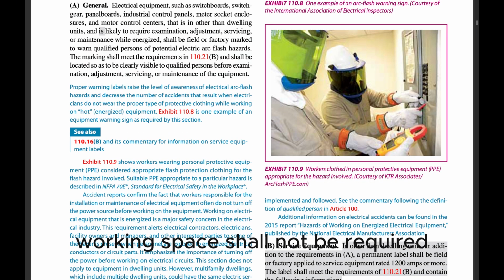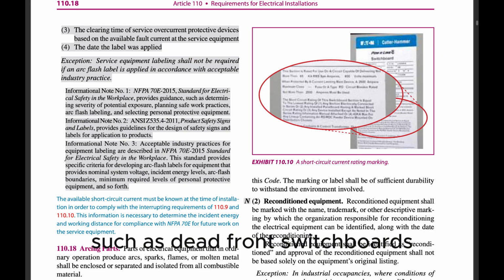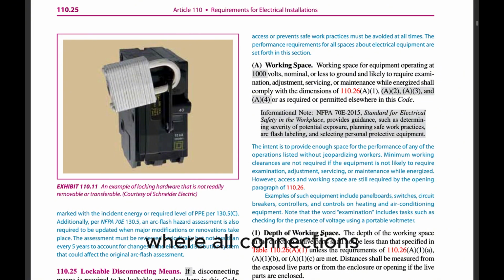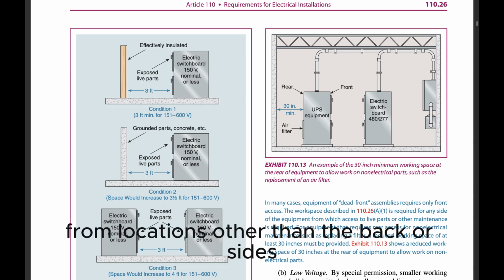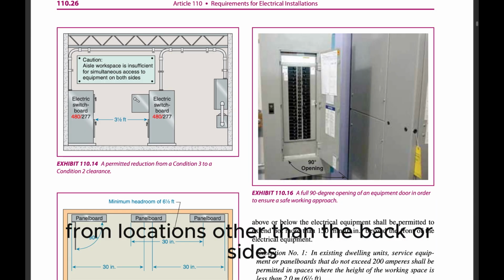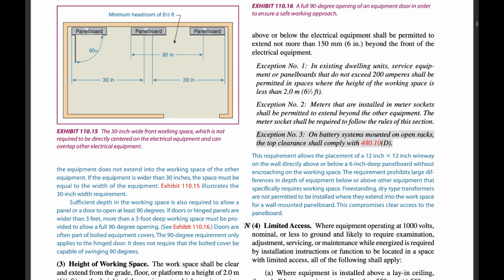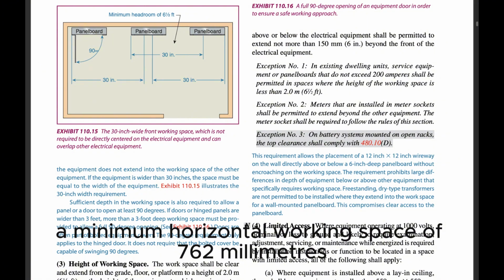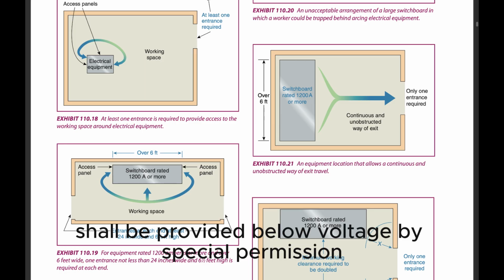Working space shall not be required in the back or sides of assemblies, such as dead front switchboards, switchgear, or motor control centers, where all connections and all renewable or adjustable parts, such as fuses or switches, are accessible from locations other than the back or sides. Where rear access is required to work on non-electrical parts on the back of enclosed equipment, a minimum horizontal working space of 762 mm (30 in.) shall be provided.